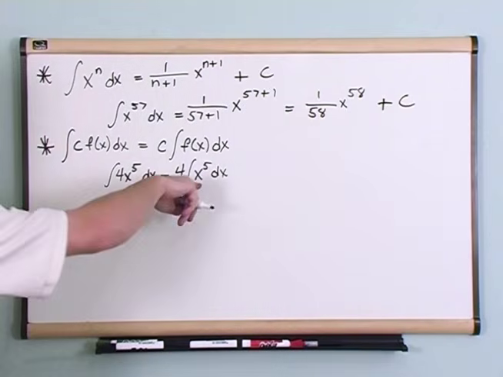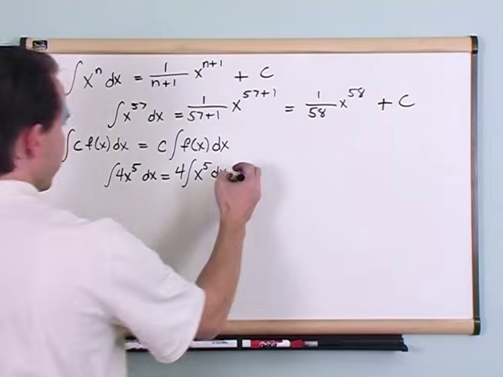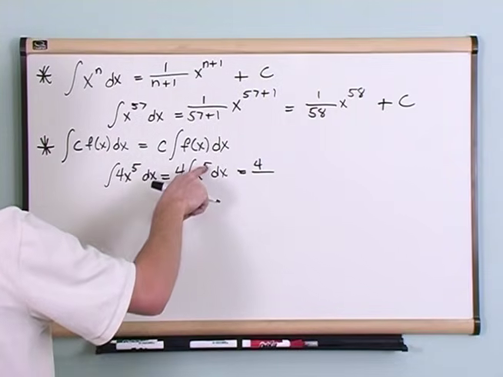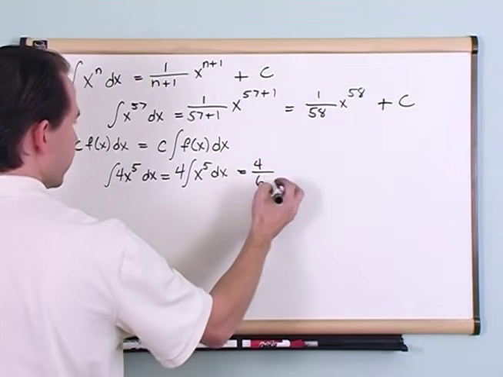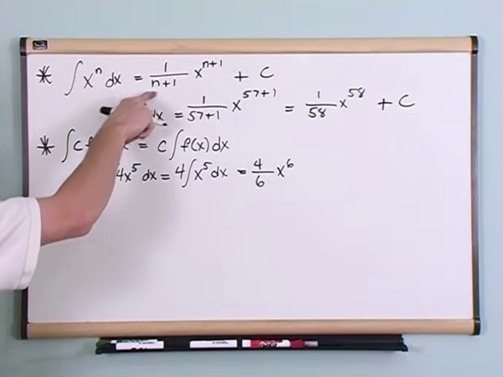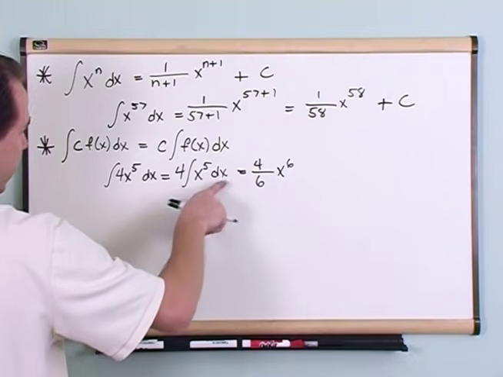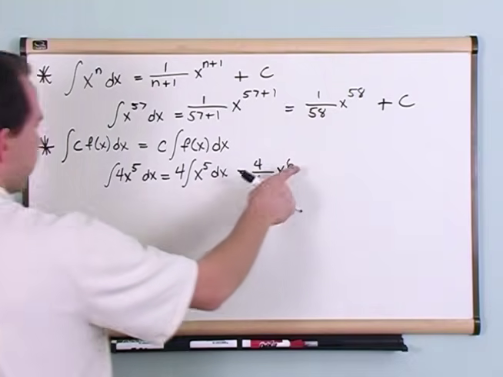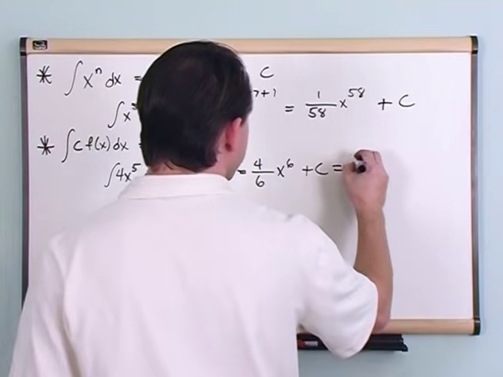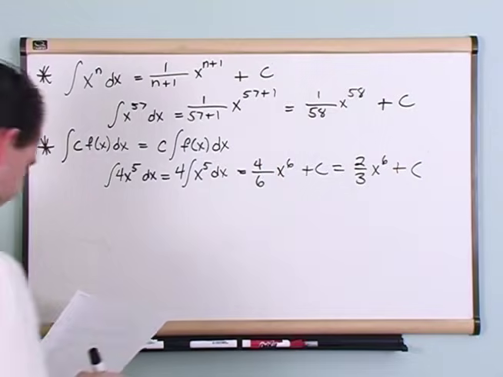And I just showed you how to take the integral of x to the 5th. You use this formula. So what you would have here is 4 over 5 plus 1, which is 6, x to the 6th. Because remember, it's 1 over n plus 1, okay? So I just have a 4 out, so I have the 4 on top over n plus 1, which is 6, x to the 6th, plus a constant. And of course, you could reduce this to 2/3 x to the 6th plus a constant.